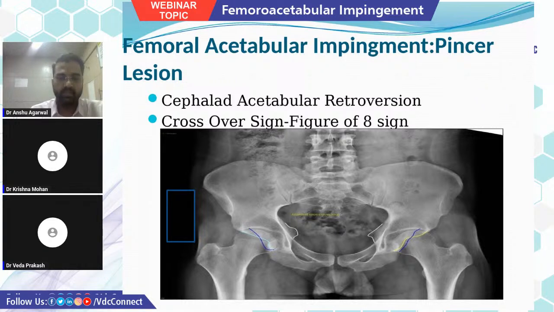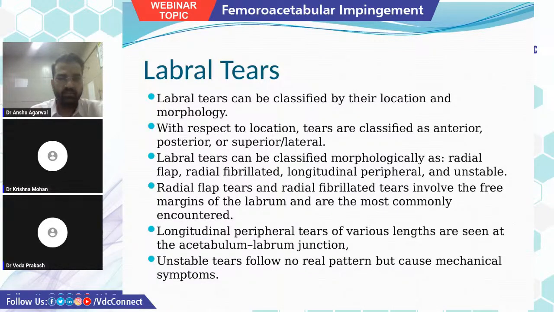But in this condition, if we draw an imaginary line through the anterior wall and the posterior wall, we will see that they both are crossing each other and producing a crossover sign and an imaginary figure of 8 sign. So, this is a cephalhead acetabular retroversion. Now, some examples of labral tear, though I'm not going in deep because it's an altogether different topic.